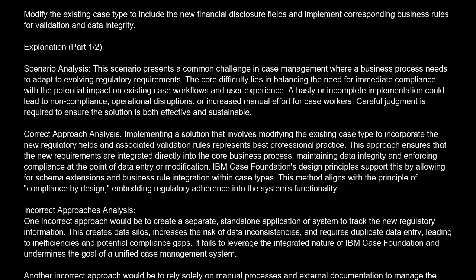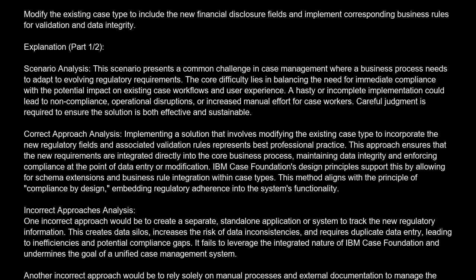Correct approach analysis. Implementing a solution that involves modifying the existing case type to incorporate the new regulatory fields and associated validation rules represents best professional practice. This approach ensures that the new requirements are integrated directly into the core business process, maintaining data integrity and enforcing compliance at the point of data entry or modification. IBM Case Foundation's design principles support this by allowing for schema extensions and business rule integration within case types. This method aligns with the principle of compliance by design, embedding regulatory adherence into the system's functionality.